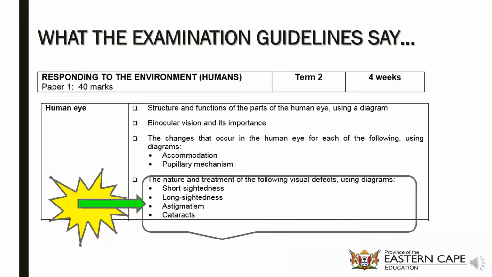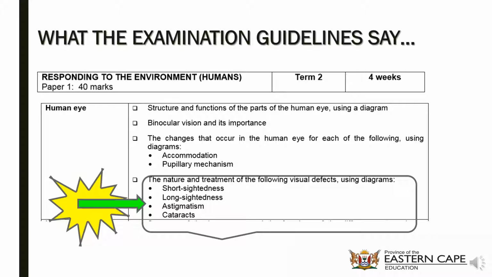Before we begin, we know that whatever work we need to do, we've got to be guided by some sort of document, and our exam guideline is that particular document which assists us in what we teach and learn. So we need to examine and say, what do the exam guidelines say when it comes to this particular topic? It is part of your paper 1 section of work, which will carry 40 marks.